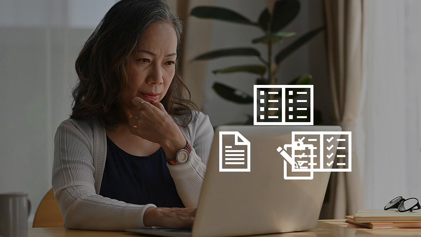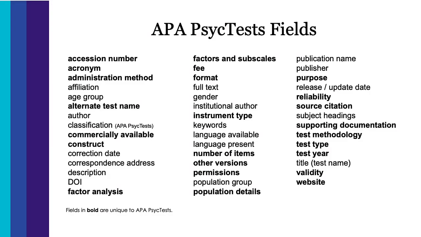Focused primarily on unpublished tests, this database is designed to save researchers time, since researchers can use or adapt these existing tests and measures. If you've used APA PsycInfo or APA PsycArticles before, some of the search fields in APA PsycTest will look familiar, like author, keywords, and population group.